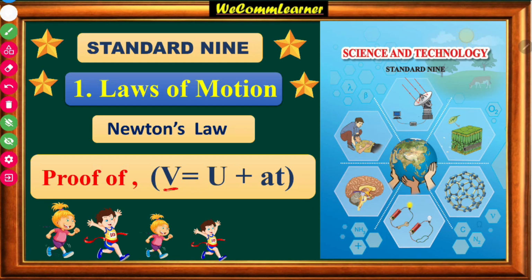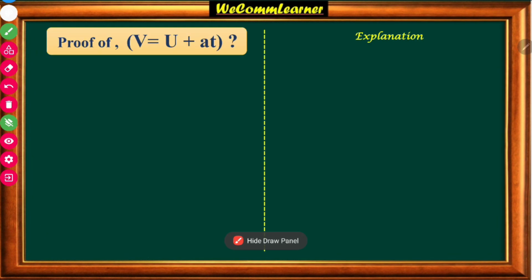So today we're going to see the Newton law of motion. In that law we are trying to prove this equation, that is final velocity is equal to initial velocity plus acceleration into time. Okay, so let's get started. How we can prove it.